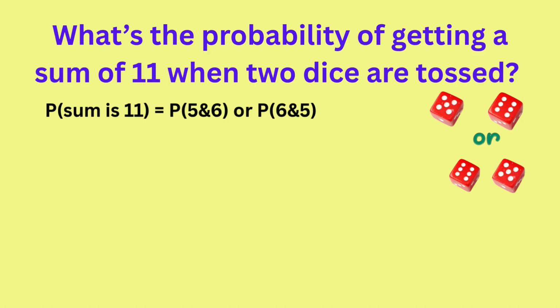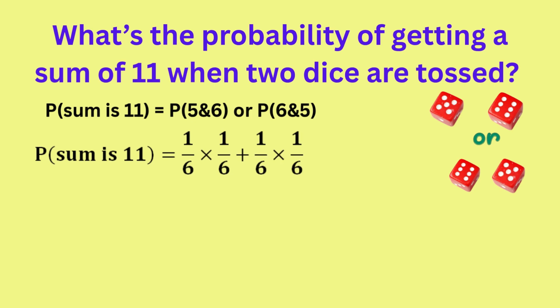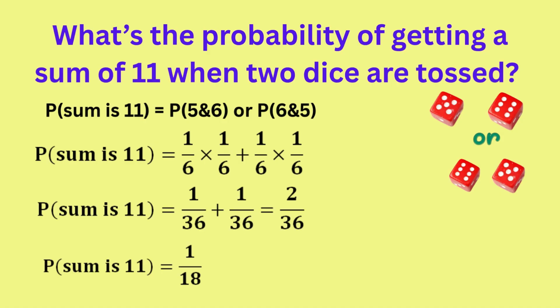The probability that a die shows 5, or any number, is 1/6. As explained in the rules, replace and with multiplication, and replace or with addition. So the probability of 5 and 6 is 1/6 times 1/6. We also do the exact same with 6 and 5. So the probability that the sum is 11 is 1/18.